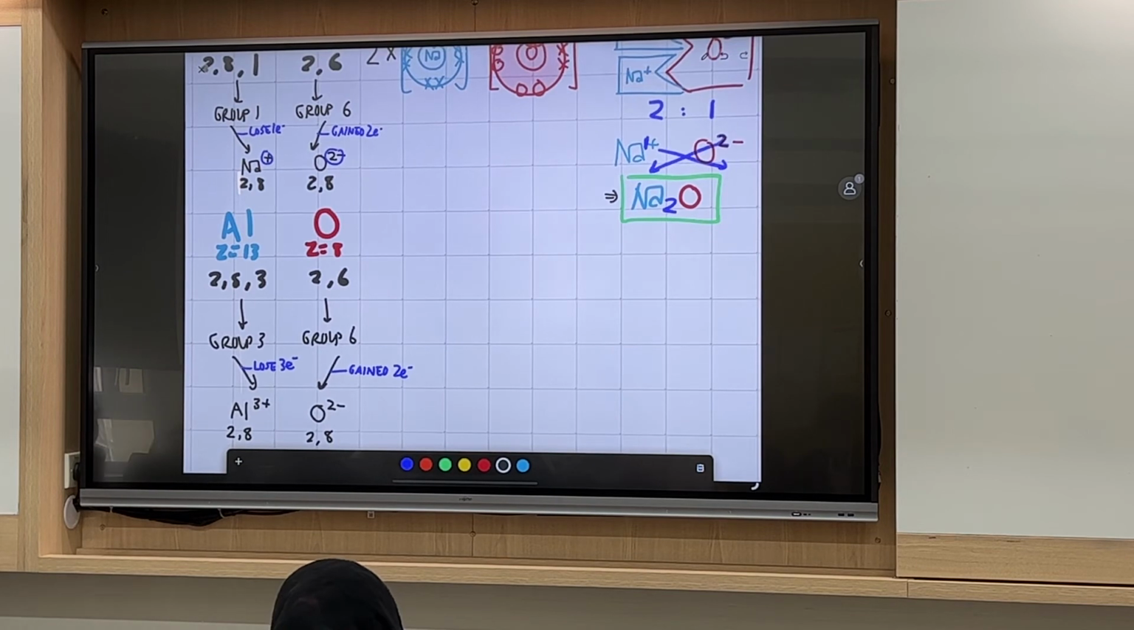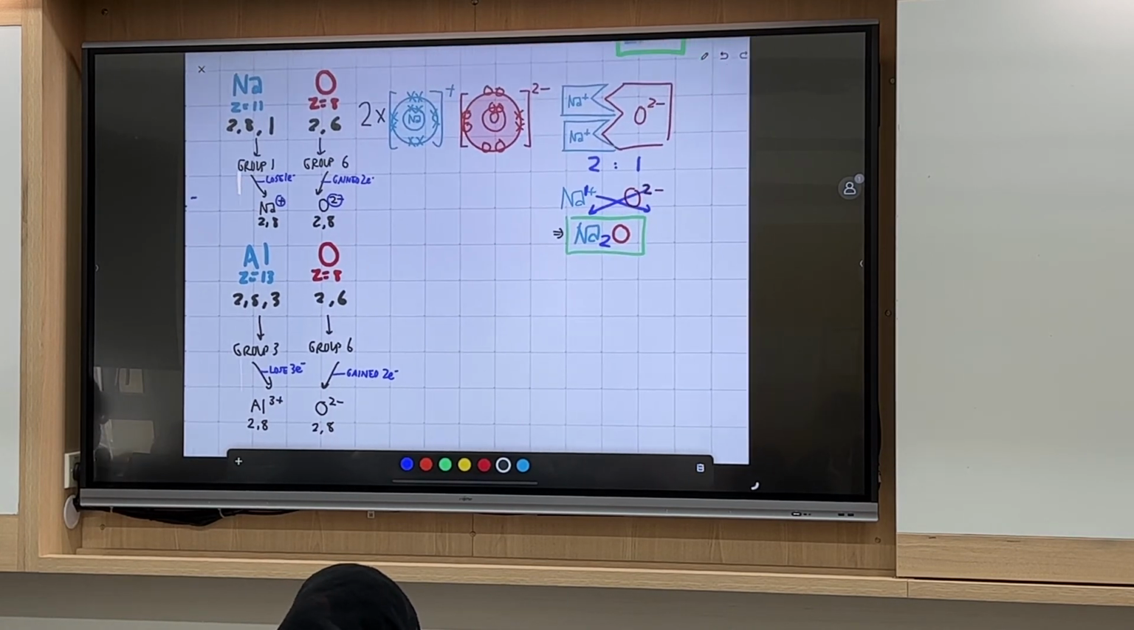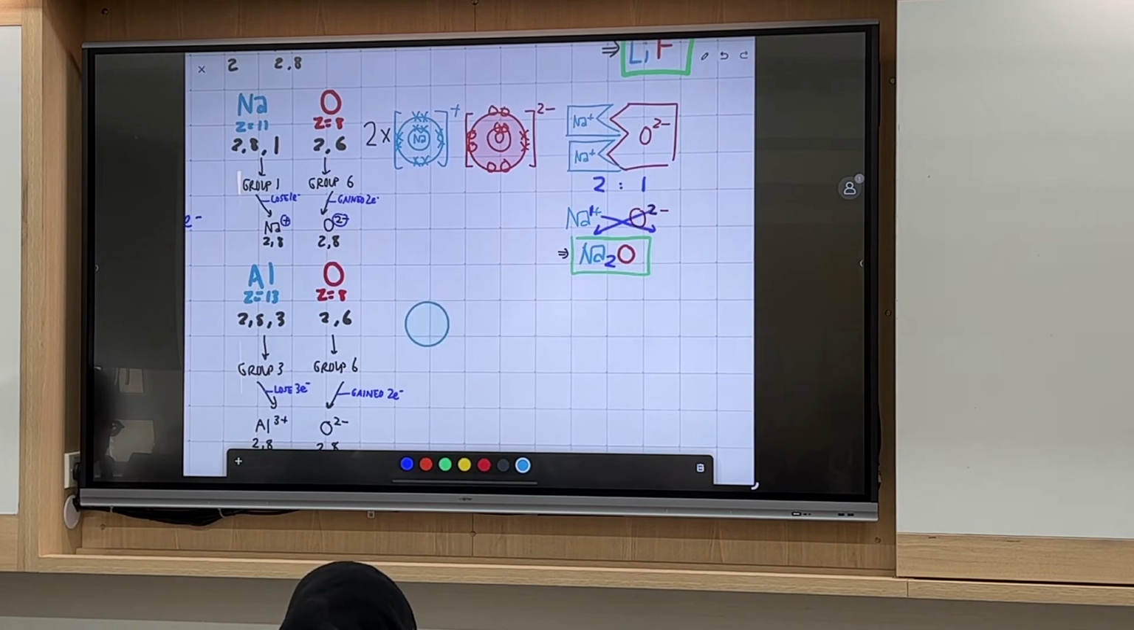When you just lose electrons, do all the electrons belong to you or do some come from somewhere else? Nothing is coming from somewhere else. So therefore, you use the same symbol. You will just draw Al showing 2 and 8 electrons, and don't forget the charge is 3 plus, meaning it has lost 3 electrons.